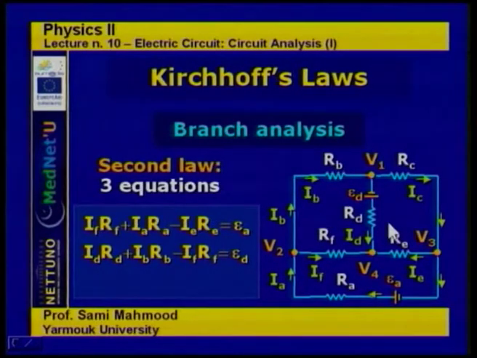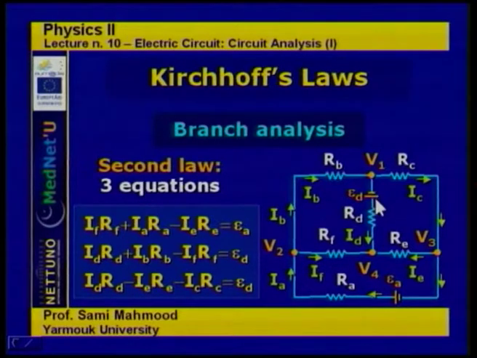And the third loop that we consider for Kirchhoff's analysis from Kirchhoff's second law is this loop. Again, we can take the counterclockwise direction in this situation. Counterclockwise, the electromotive force in this loop is epsilon D only, and it is positive because it's going with the direction. So epsilon D should equal the voltage drops across these resistors.